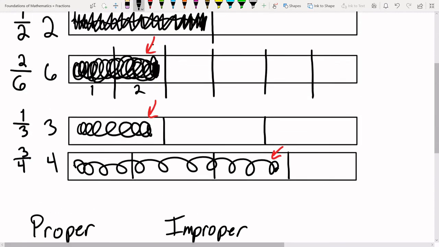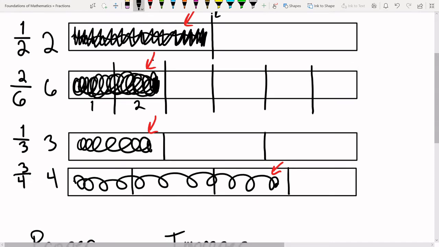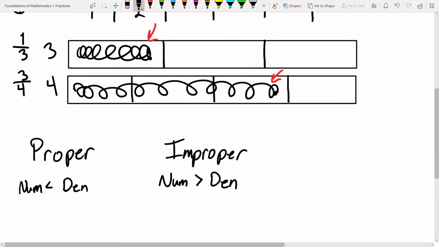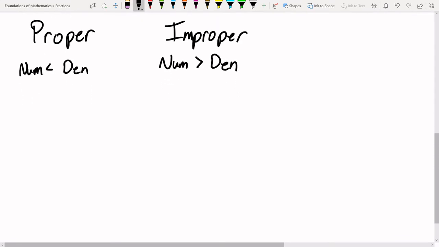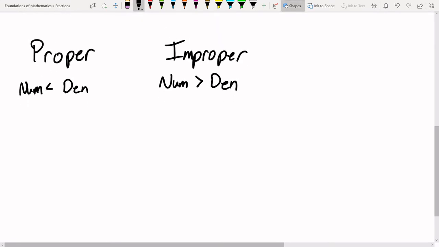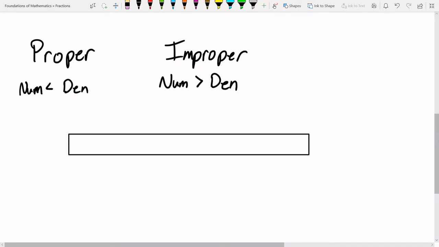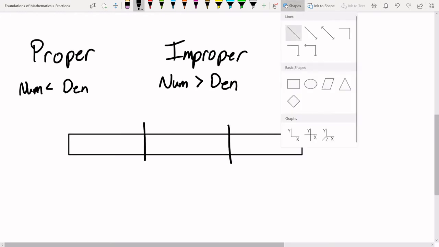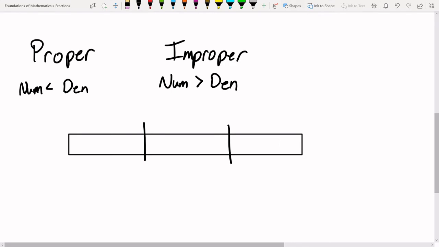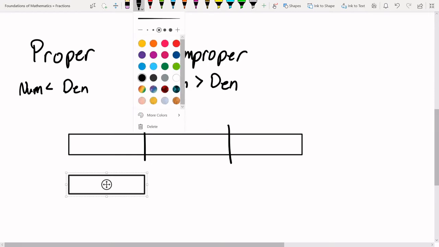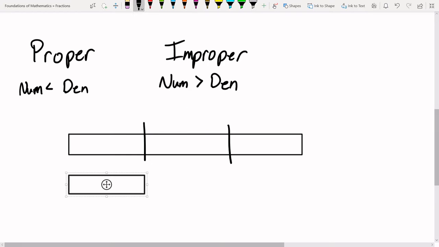So for instance, let's take the 3 here. Let me draw this out here. Let's say we had a piece of lumber. This is our piece of lumber. I'm going to cut it into thirds. And then in addition to this, we had another piece of lumber. Okay? The question is, how many pieces of lumber do we have here?